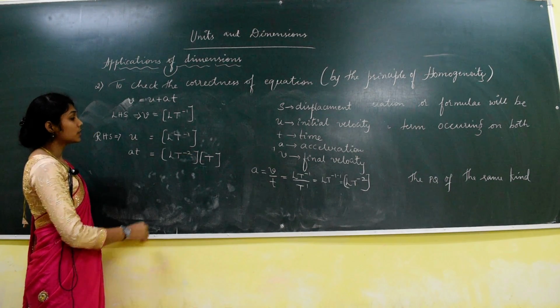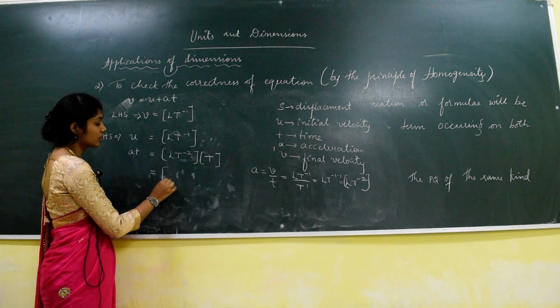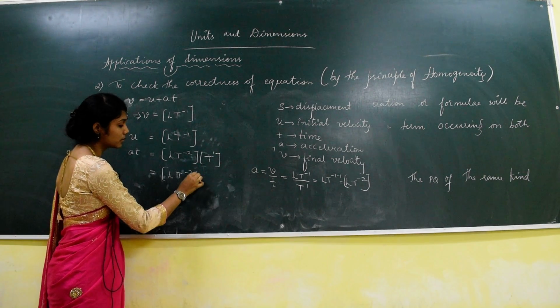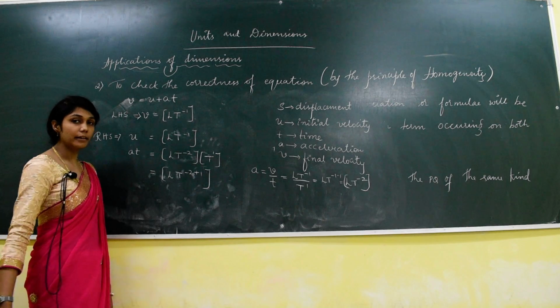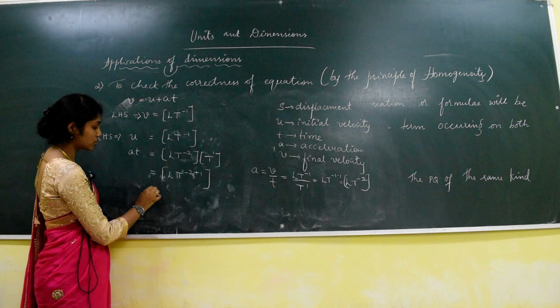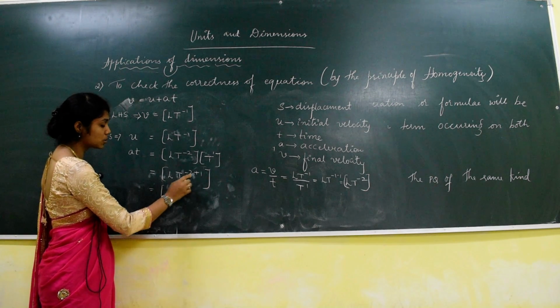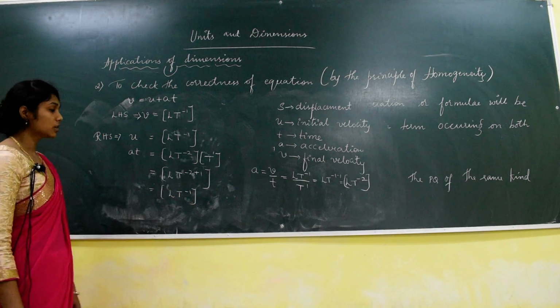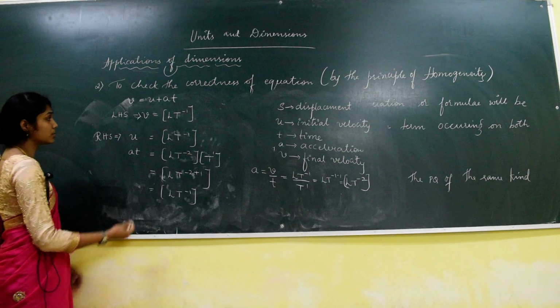So therefore LT minus 2 T raised to 1. Here powers can be added. So minus 2 plus 1. So therefore minus 2 plus 1 is minus 1. LT minus 1. Now you see whether the LHS is equal to RHS.